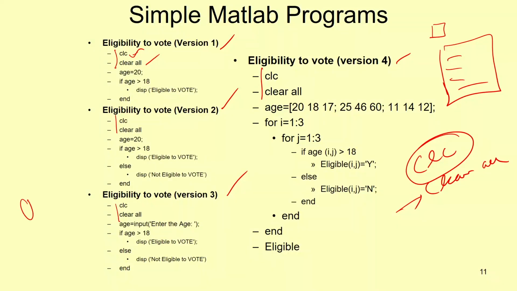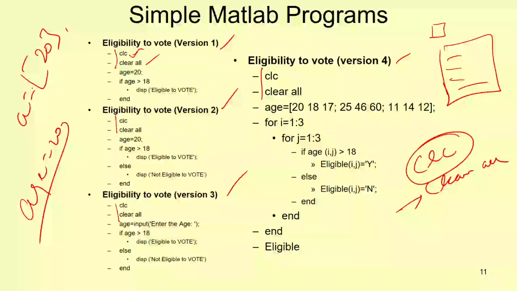So in this program, first I created age equal to 20. See, I have assigned the age value as a number, 20, to the variable. So here age is a scalar and the value 20 is stored like this. So what is the size of this matrix A? 1 cross 1, 1 row 1 column, like that.